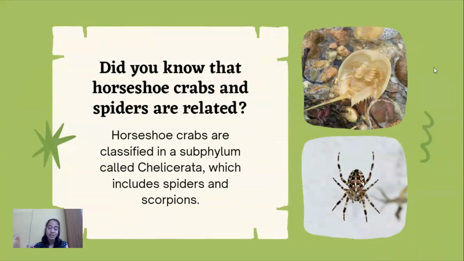Before we start in detail, let me share with you a quick fact. Did you know that horseshoe crabs and spiders are related? Horseshoe crabs are classified in a subphylum called Chelicerata, which includes spiders and scorpions. You can look at the picture and understand.